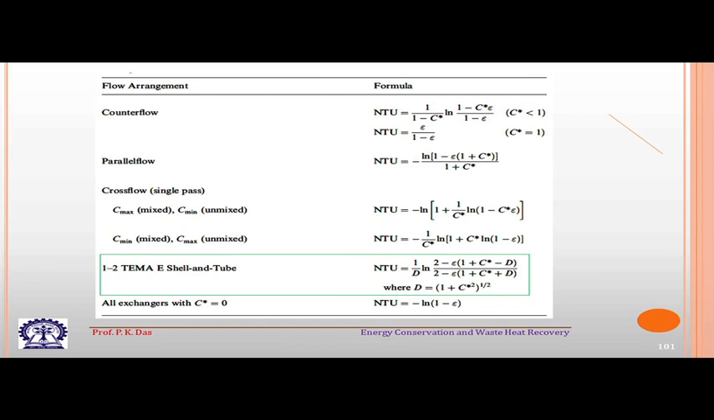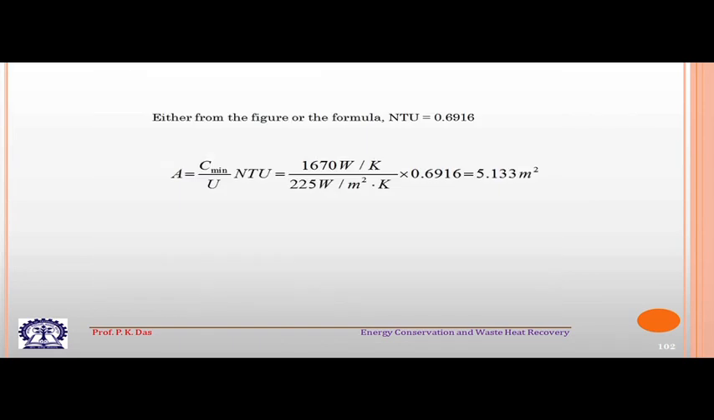Any one of these you can adopt, and then NTU, if you calculate, it is 0.6916, and area, from the NTU relationship, NTU is related to area by this particular formula: A is equal to C min NTU divided by U. We know all these values. C min we know, the value of NTU we know, we know the value of overall heat transfer coefficient. So, we are getting 5.133 meter square. That is the area of the heat exchanger.